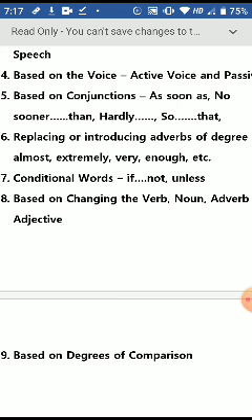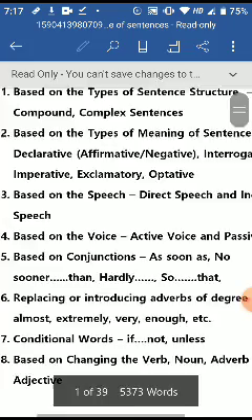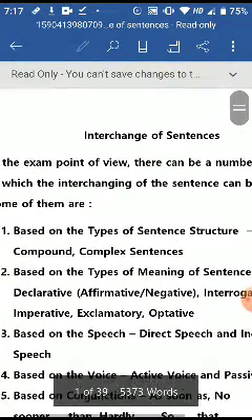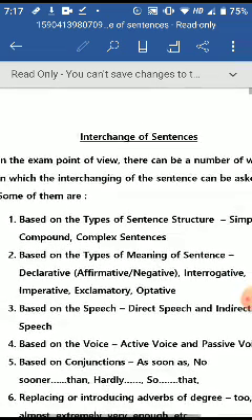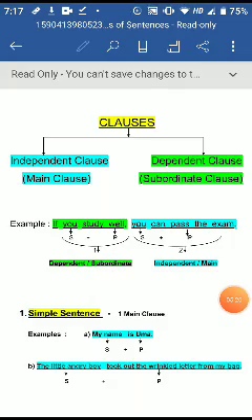Next, you might have questions based on degrees of comparison. Tall, taller, tallest: superlative to comparative, comparative to positive degree. Such changing can also be asked. So we are going to go one by one. The first one is based on the types of sentence, simple, compound and complex sentence. This part we are going to see now.